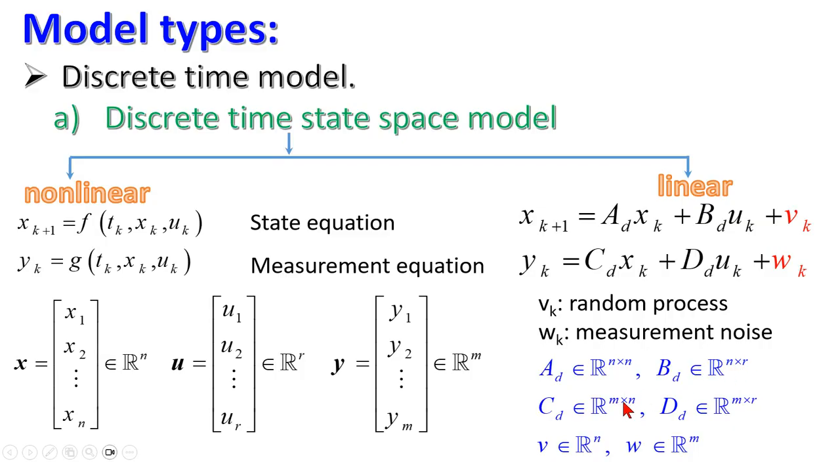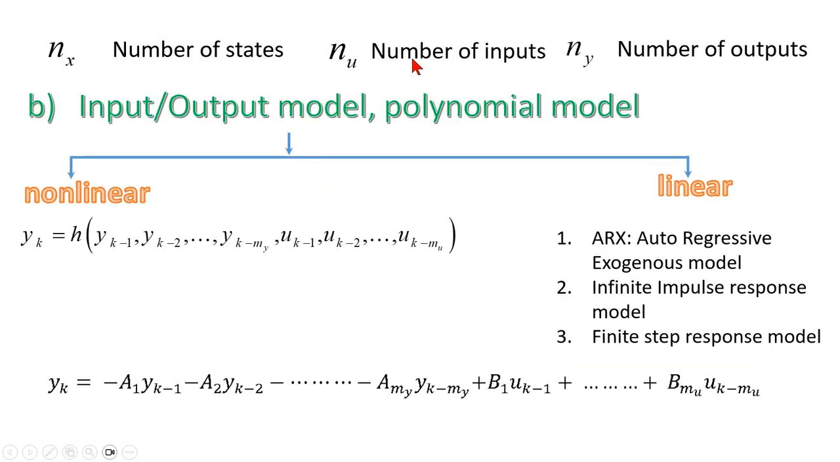Instead of using n, r, and m for denoting the number of states, control inputs, and outputs, for simplicity and easiness, we can use a simplified notation. Here nx will represent the number of states, nu will represent the number of inputs, and ny will represent the number of outputs. So these are the notations that I will be following for this course.